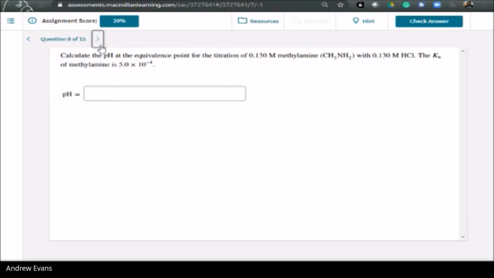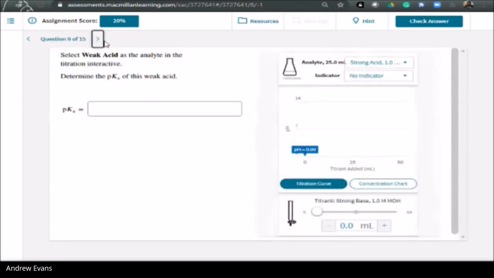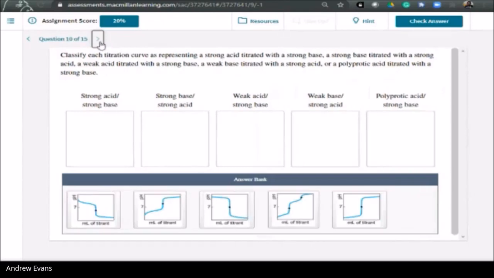Calculate the pH at equivalence point. Select the weak acid. There's a titration interactive. You actually have to titrate. You have to find the pKa by finding the half equivalence point. So you would titrate that like you would in lab. So, okay. Right now, that should be really easy.